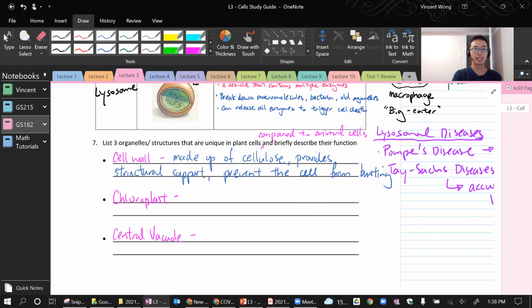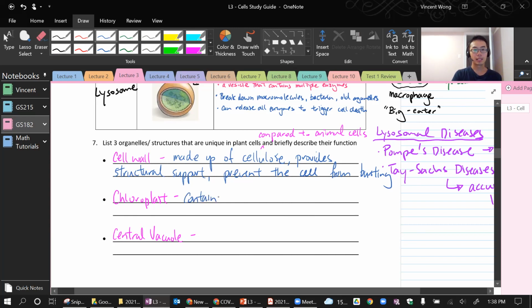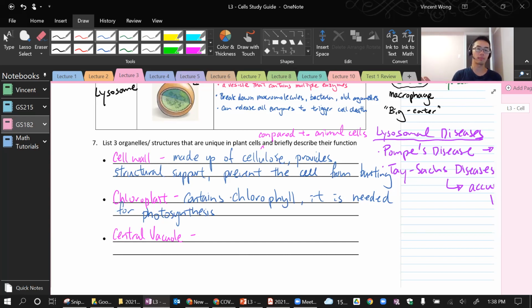Chloroplast. Chloroplast contains chlorophyll. And why do we need chlorophyll? It gives color. That's correct. It makes things green. And it is needed for photosynthesis, which is the process that converts carbon dioxide and water into sugar and oxygen. Okay, so that's how plants make their own food.